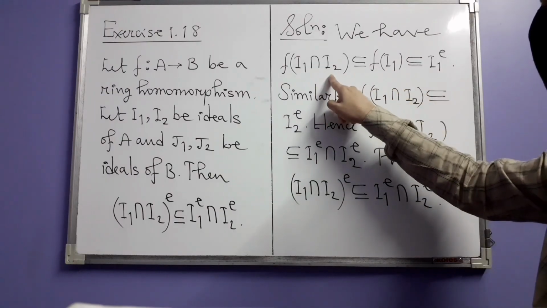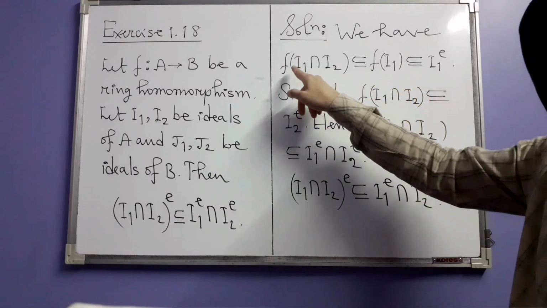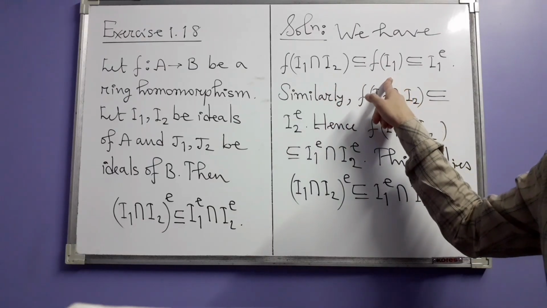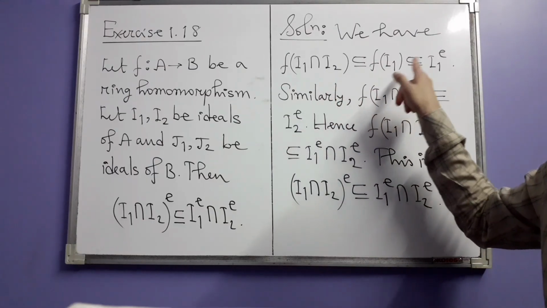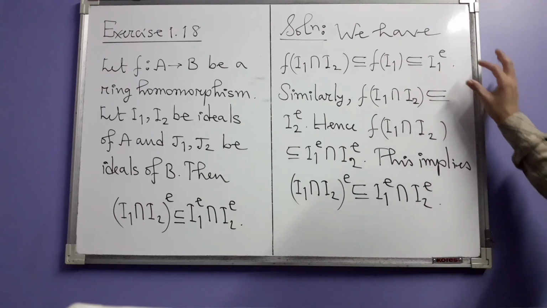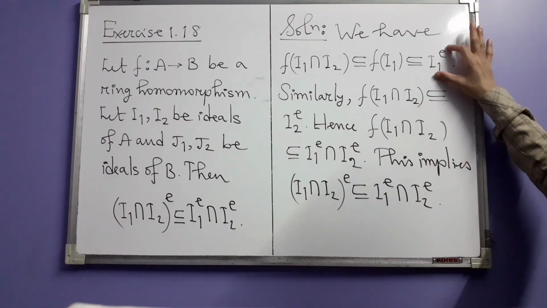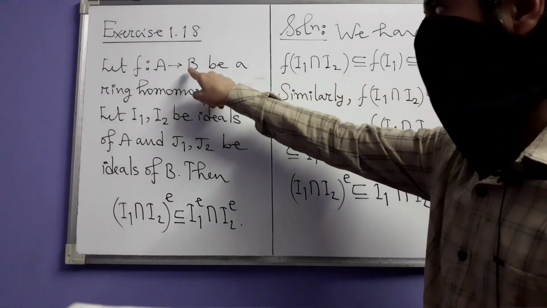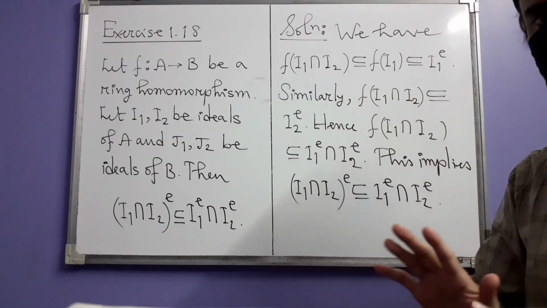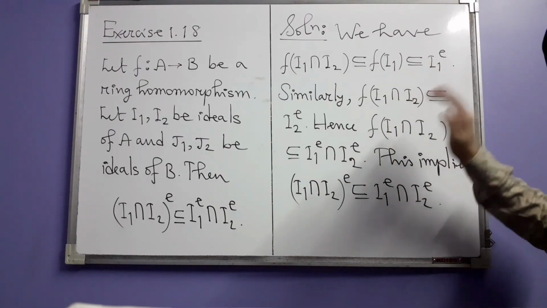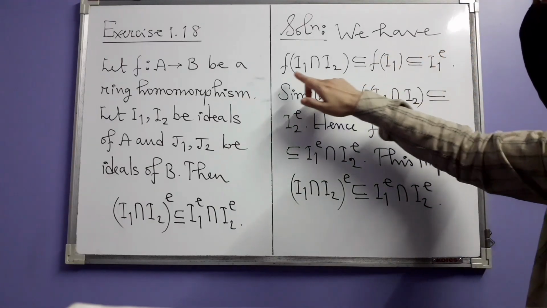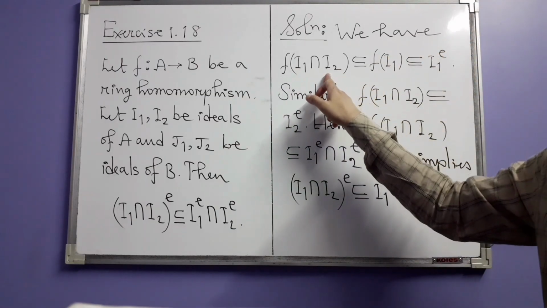Because I1 intersection I2 is a subset of I1, the F image of I1 intersection I2 is a subset of the F image of I1. But the F image of I1 itself is contained in the extension of I1. Why? Because the extension of I1 is the smallest ideal of B that contains F of I1. That means it contains F of I1 after all. So that way we find that the extension of I1 also contains F of I1 intersection I2.